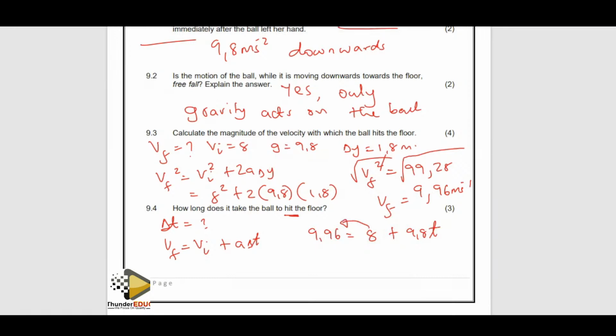9.96 minus 8 is going to be 1.96. 1.96, then divided by 9.8. So which means t is 2 seconds. Is it 2? Wait, 1.96 divided by 9.8 is 0.2. 0.2 seconds.